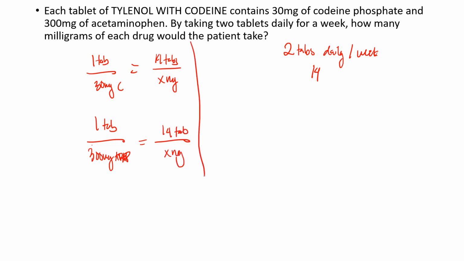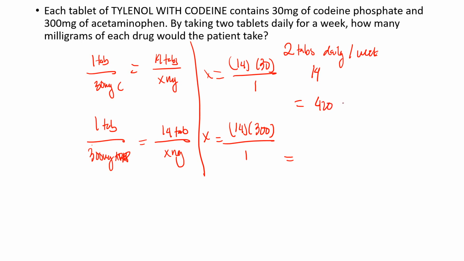Simply rearranging the formula will yield, okay, so the amount of codeine is 14 times 30, 420 milligrams of codeine. While the other one is 4,200 milligrams of, I mean, paracetamol.